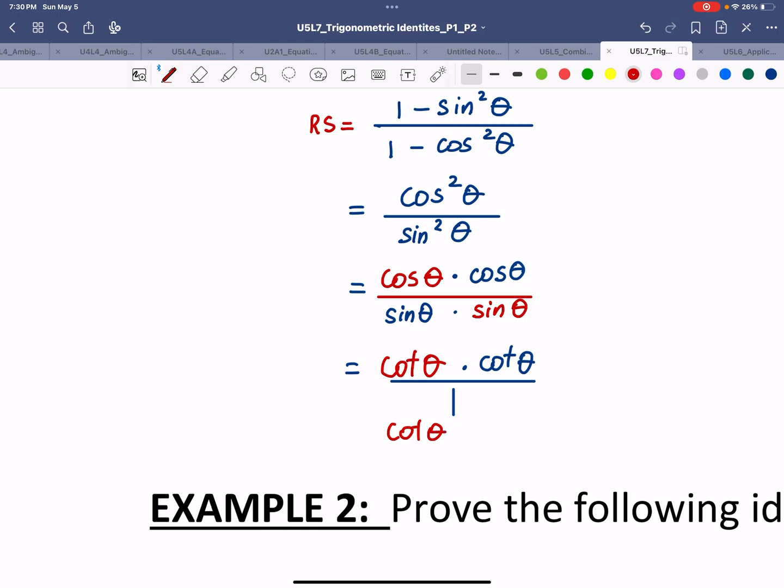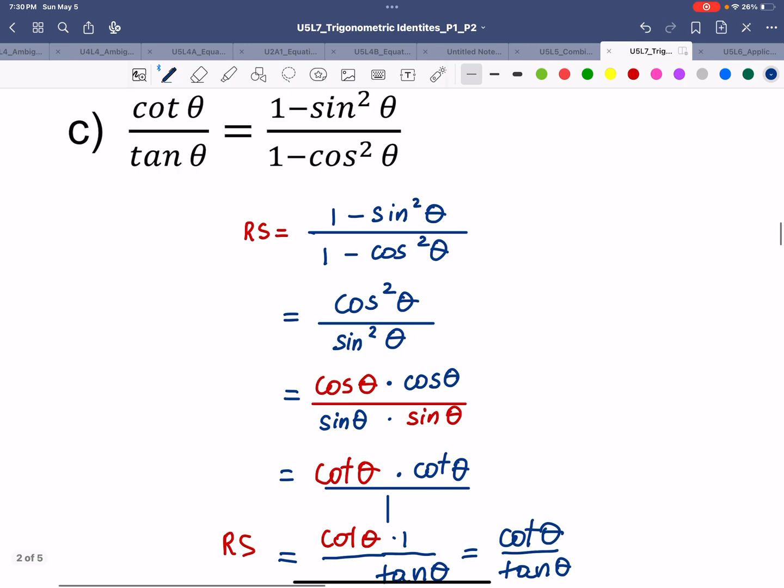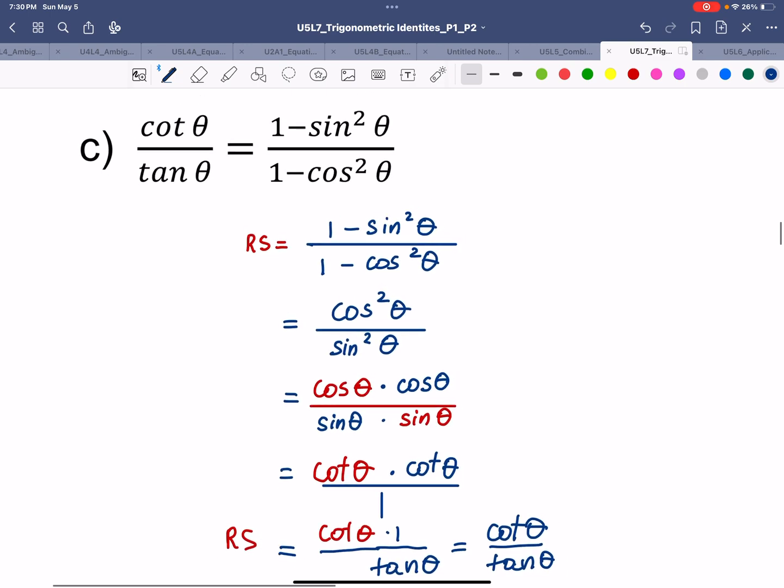And instead of cotan theta over 1, we can write 1 over tan theta, because they are identical, right? So now we're going to say that the right side of this equation seems to be exactly the same as the left side, because we got cotan theta over tan theta here, which is what we have on the left. So far so good, I hope.